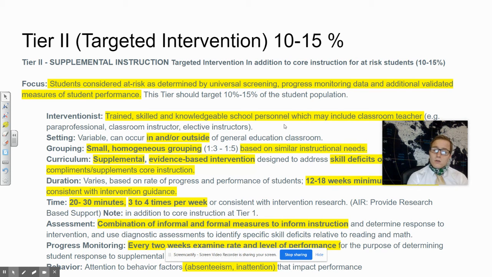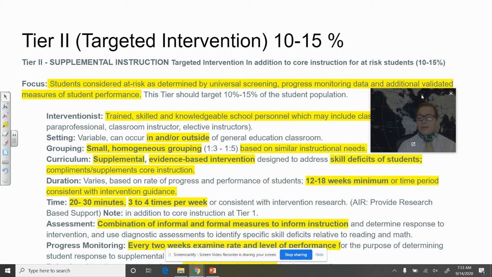Small homogeneous grouping. Homogeneous means similar. So these students should all be the same. They're all in tier 2. We're not pulling out one of the bright students and having them work here. This isn't heterogeneous grouping. This is homogeneous grouping, which means everybody should be at the same level. It's supplemental evidence-based instruction designed to address skill deficits of students, and it complements and supplements core instruction.